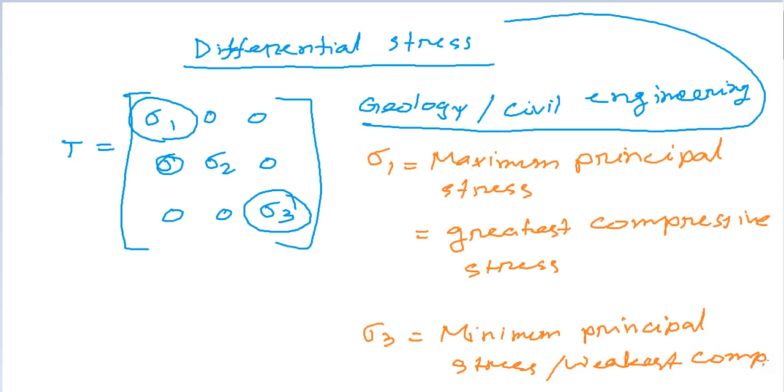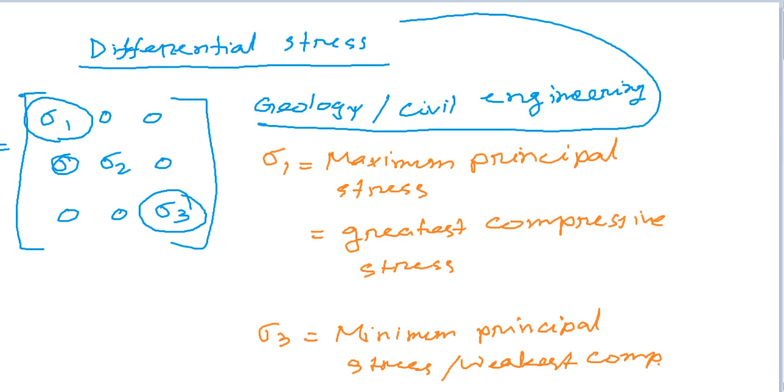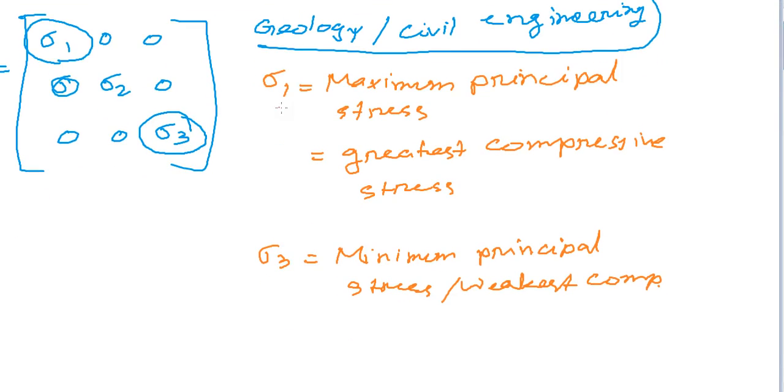But in other engineering and physics fields, sigma 3 is called the greatest and sigma 1 is called the weakest, that means vice versa. So in geology and civil engineering, sigma 1 is the maximum principal stress, and sigma 3 is the minimum principal stress.